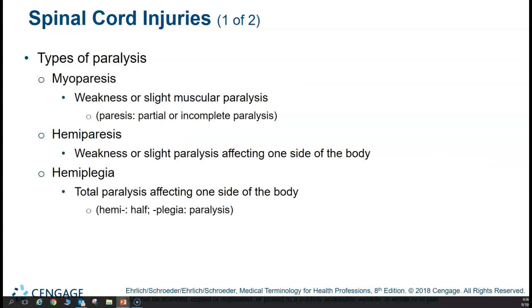Different types of paralysis. There's myoparesis, which is actually a weakening or slight muscular paralysis. It's a partial. It's not complete paralysis. Hemiparalysis is when we have paralysis on just one side of the body. We see this a lot in stroke patients. And hemiplegia is a total paralysis. So the hemiparesis is a weakening or slight paralysis. The hemiplegia is a total paralysis on that one side of the body.